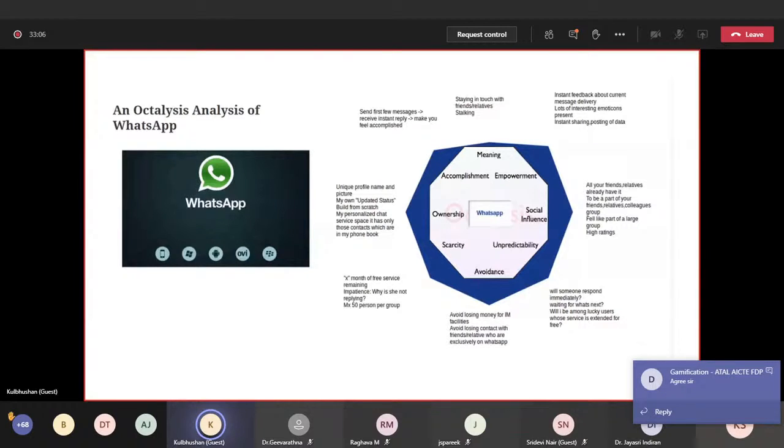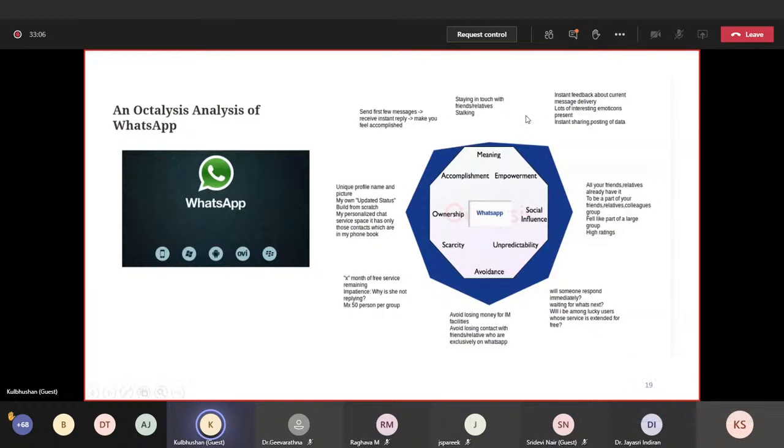So whenever the Octalysis chart is made, we survey a number of persons, then we find the median or the average, and then we can statistically analyze what value should be given to a particular core drive. I hope I am clear.